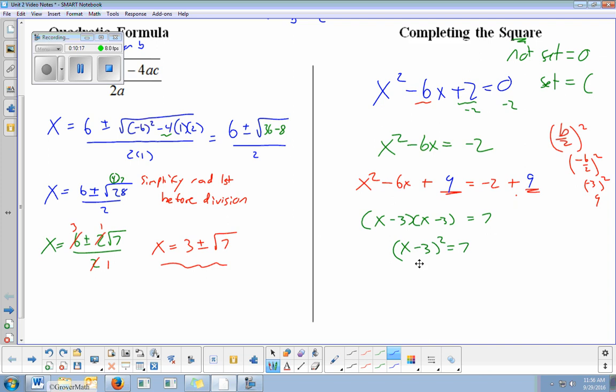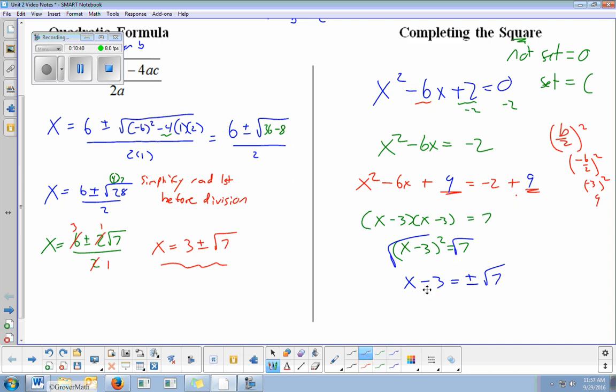Then we square root both sides. I square root this and I square root this. Now when I square root something being squared, they undo each other, and I'm just left with what was inside, x minus 3. When I square root both sides, I have to introduce to the right the plus or minus symbol, and I get the square root of 7. So plus or minus the square root of 7.